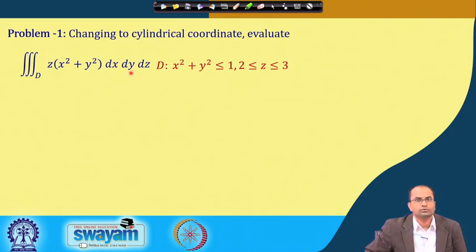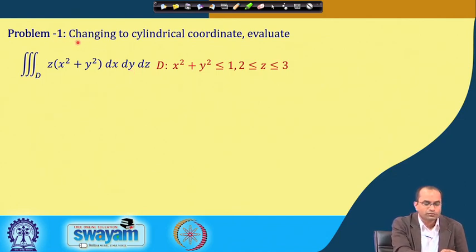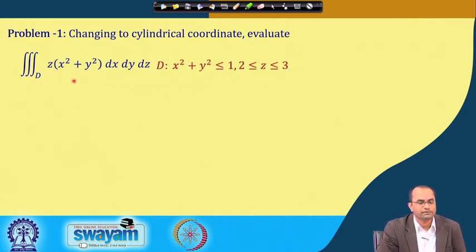So, let us go through some problems where we can use the idea of this changing to cylindrical coordinates. In this problem number 1, changing to cylindrical coordinates, we evaluate this integral. So, the integrand is z and x square plus y square dx dy dz, and this domain D is given by x square plus y square less than equal to 1. So, that is the circular disk, and then we have in the direction of z as well, that means it varies from 2 to 3.